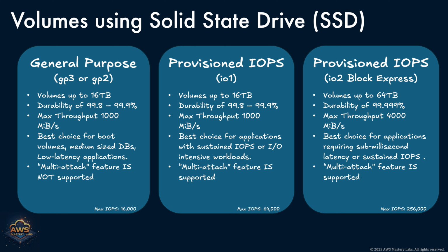The IO2 Block Express volume type is Amazon EBS's highest performing SSD offering, designed for mission-critical applications that demand ultra-high IOPS, low latency, and high throughput, all at enterprise-grade durability. With IO2 Block Express, you get performance scaling well beyond the limits of traditional IO1 and IO2 volumes. A single volume can deliver up to 256,000 IOPS, up to 4,000 megabytes per second throughput, sub-millisecond latency, and 99.999% durability. That's a 1 in 100,000 annual failure rate.